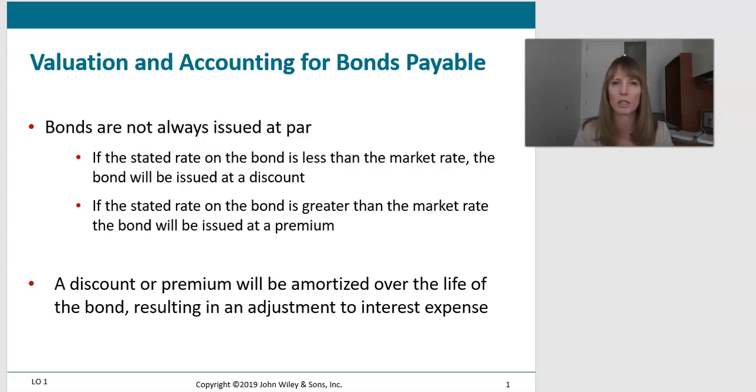The discount or the premium will be amortized over the life of the bond, resulting in an adjustment to interest expense. This video walks us through the accounting treatment, therefore the journal entries, of accounting for bonds that are not issued at par, accounting for discount bonds and premium bonds.